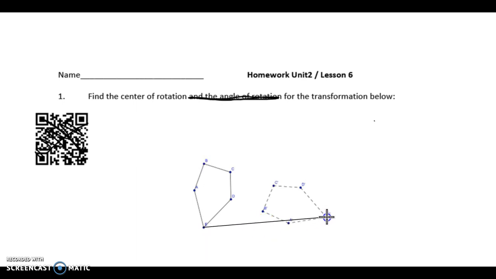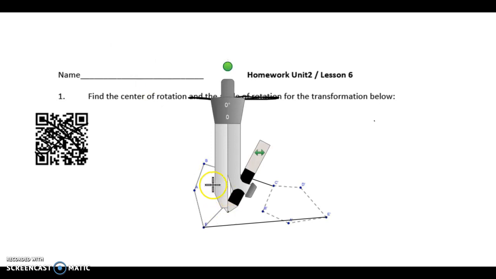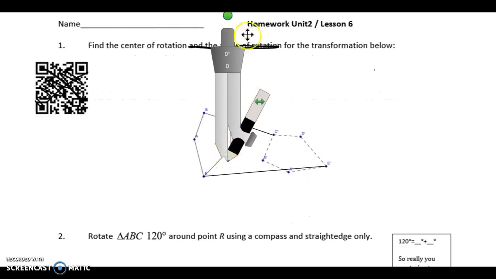And you actually need to do it for two corresponding points. So you can pick any two. I'm picking E and E prime. And then let's pick, I don't know, C and C prime. I'm going to do perpendicular bisectors for each of them. So I'm going to start by drawing a line that goes from one to the next. And now I'm going to grab my compass tool, and I'm going to do the perpendicular bisector of E prime.